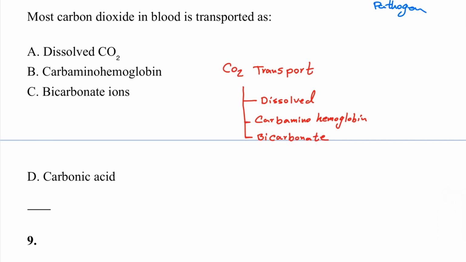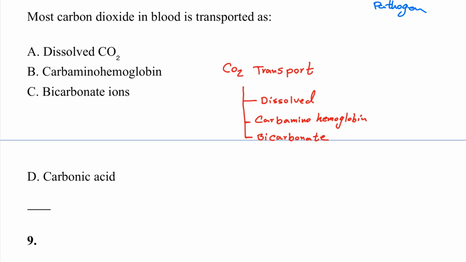8. Most carbon dioxide in blood is transported as A. Dissolved CO2, B. Carbaminohemoglobin, C. Bicarbonate ions, and D. Carbonic acid. So, many students assume carbon dioxide travels freely in the bloodstream, like cars. However, only a small percentage remains dissolved in plasma.